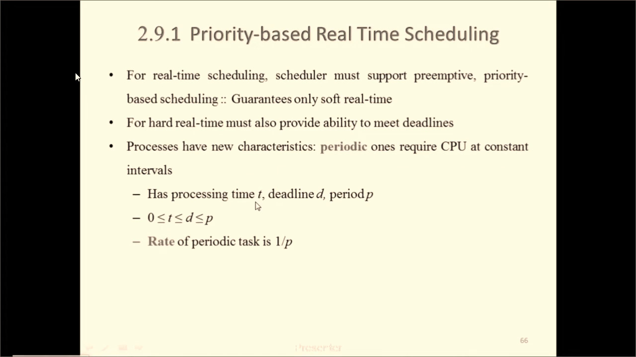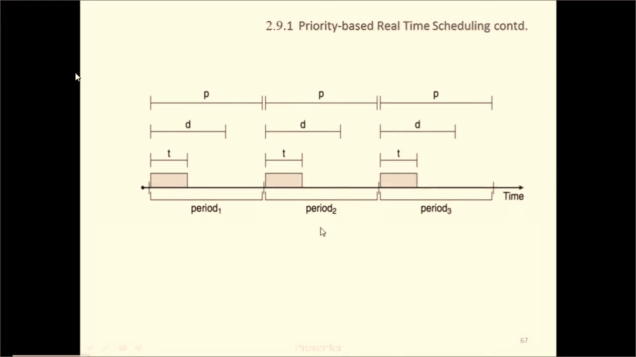This has processing time T, so the actual processing time for the process, or the ISR, is T, the deadline is D, and the period is P. Now what this means, 0 less than or equal to T, less than or equal to D, less than or equal to P, we'll come to know. For this rate also we'll come back later. Let's move on and then we'll come back.